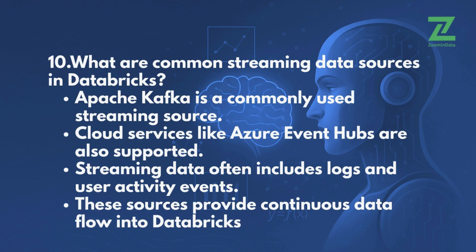What are common streaming data sources in Databricks? Apache Kafka is a commonly used streaming source. Cloud services like Azure Event Hubs are also supported. Streaming data often includes logs and user activity events. These sources provide continuous data flow into Databricks.